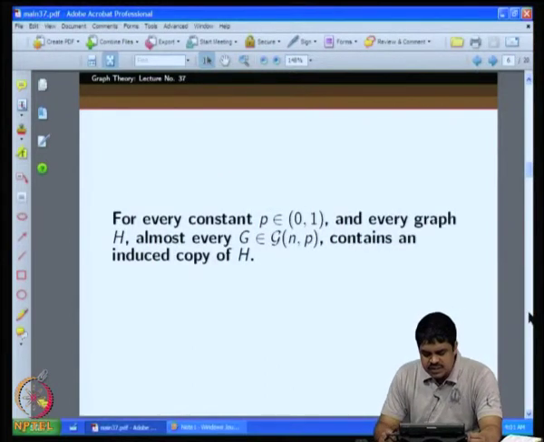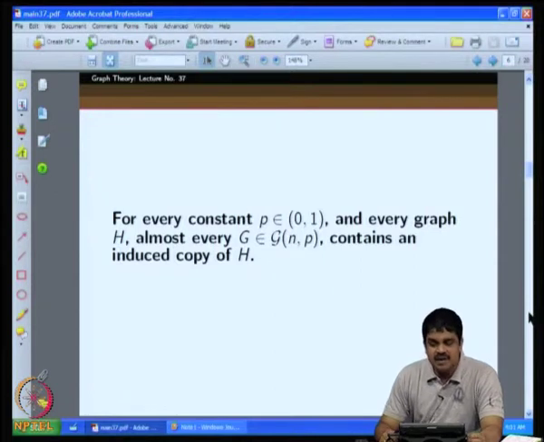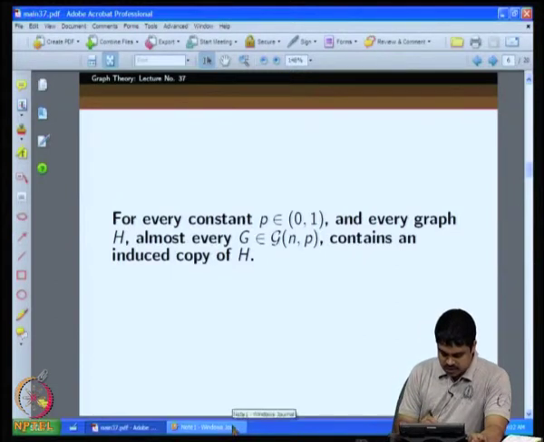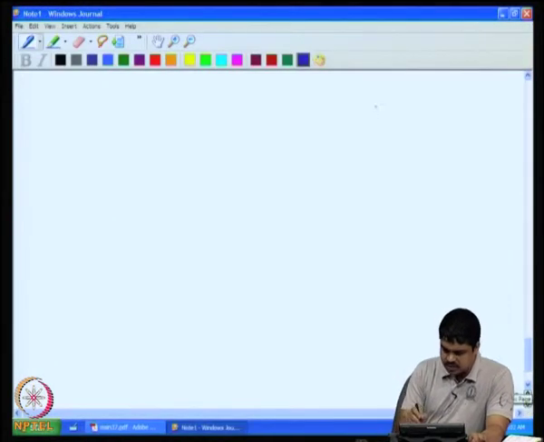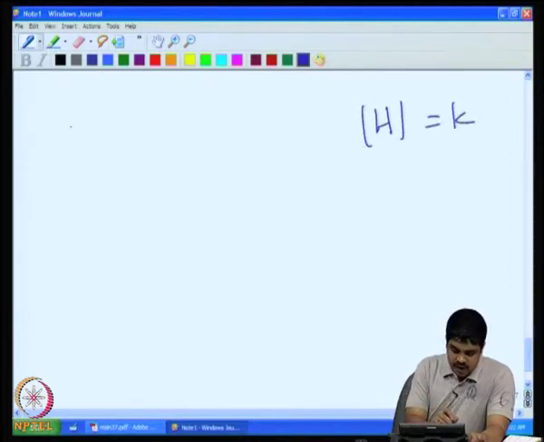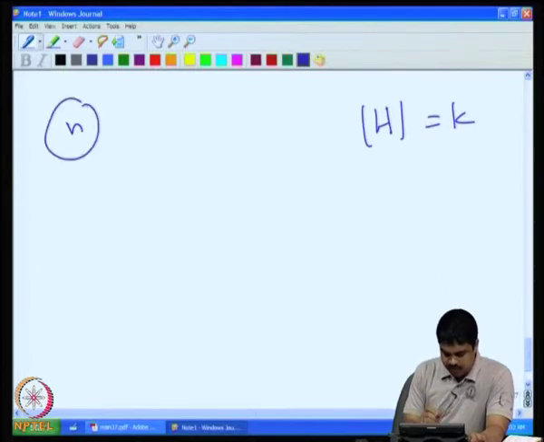Now we will consider some easy example for this. So, though it is almost intuitively obvious, we will take a small example. For every constant p in (0,1), you fix a constant, and for every graph H, almost every graph G(n,p) contains an induced copy of H. How do we prove this? So, you can fix an H. H may have say k vertices in it. Now, n is taken large compared to k.